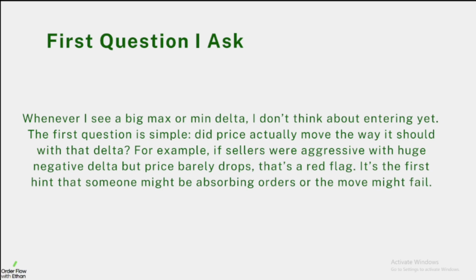So, what's the first question I ask myself? Whenever I see a big max or mean delta, I don't think about entering yet. The first question is simple. Did price actually move the way it should with that delta? For example, if sellers were aggressive with huge negative delta, but price barely drops, that is a big red flag. It's the first hint that someone might be absorbing orders or the move might fail.